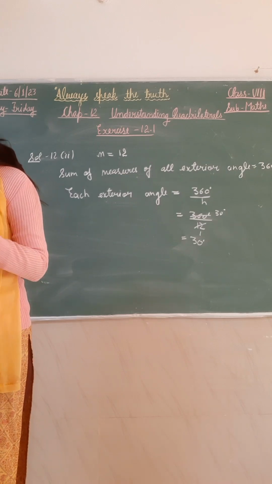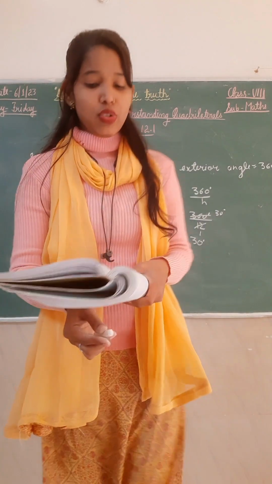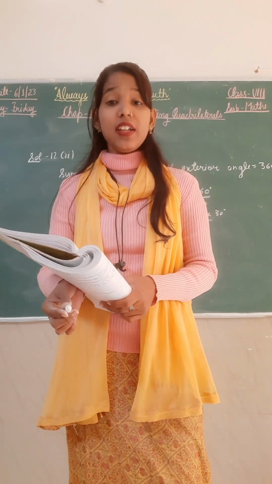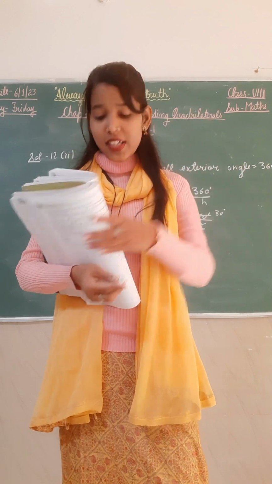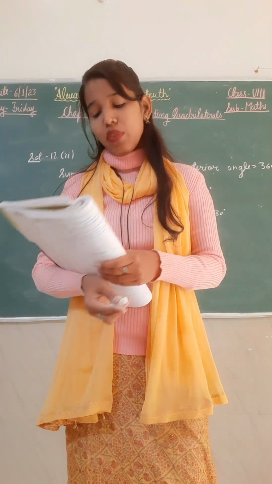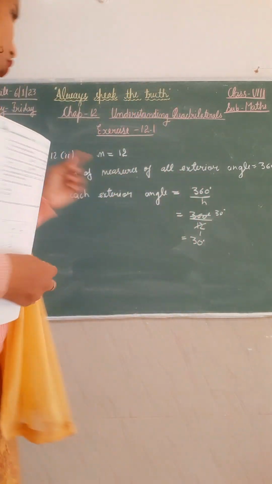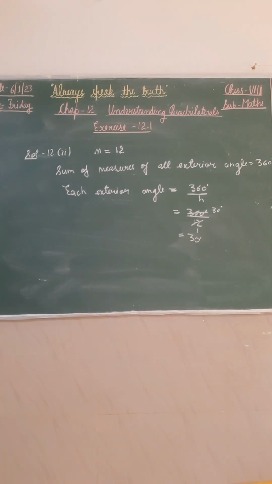Now question number 13. Each interior angle of a regular polygon is double of its exterior angle. So find the number of sides in the polygon. We have to find out the number of sides in the polygon. So let's do solution number 13. Okay, note it down first. Okay, done?